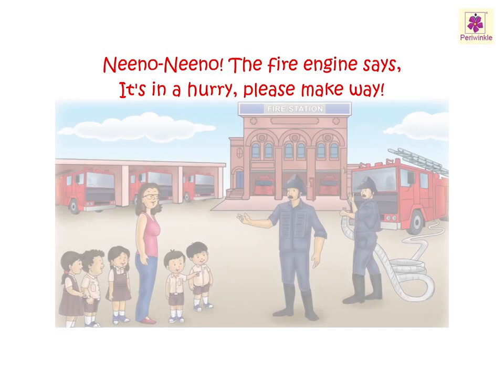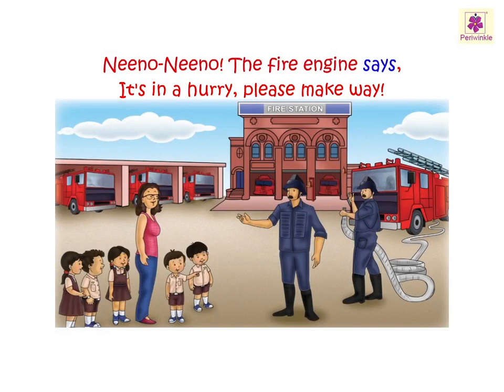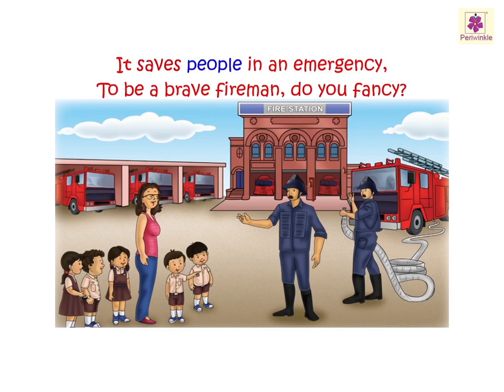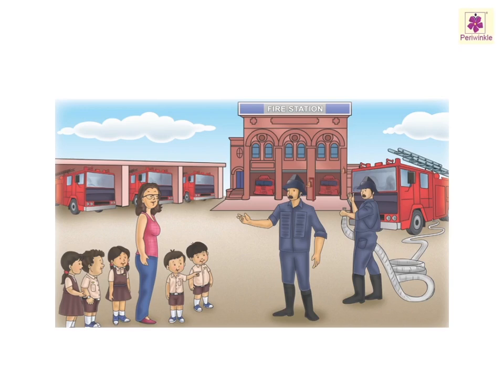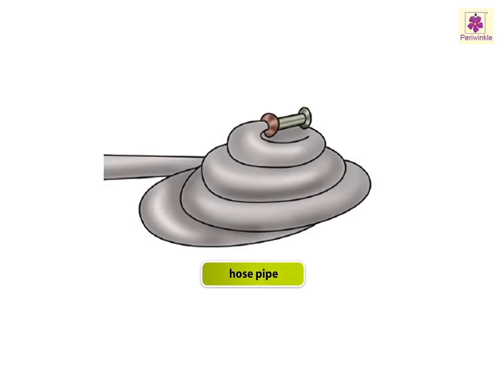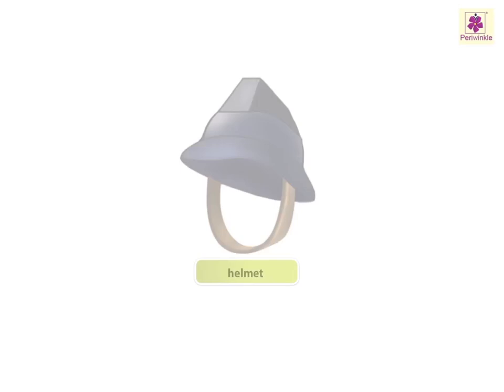Visit to a fire station. Nino, Nino. The fire engine says, "It's in a hurry. Please make way." It saves people in an emergency. To be a brave fireman, do you fancy? What do you see at a fire station? Fire engine. Hosepipe. Fireman. Helmet. Fire extinguisher. Alarm bell.